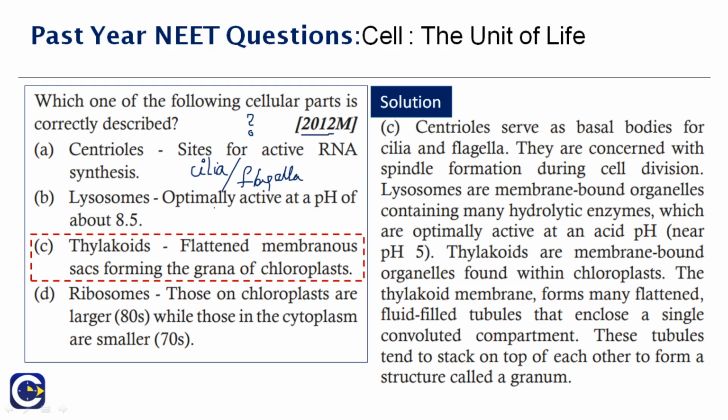Lysosomes are membrane bound organelles, and they are not active at 8.5 but at a pH of 5. They are active at a pH which is quite acidic in nature. So option B also becomes wrong. Option D is very well understood to be wrong, because we already discussed the prokaryotic and the eukaryotic ribosome presence, 70S and 80S. Therefore the correct answer is option C, thylakoids.